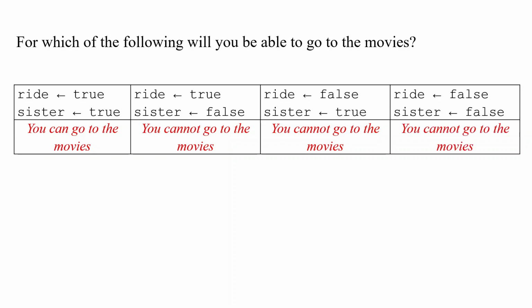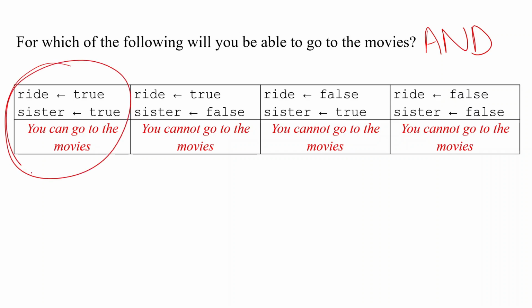Okay. So why did we do this? Well, it's the keyword and. When we talk about the and, the only way you were able to go to the movies is if both of those conditions were true. Ride was true and sister was true. Then you were able to go to the movies. Okay. So keep that in mind.